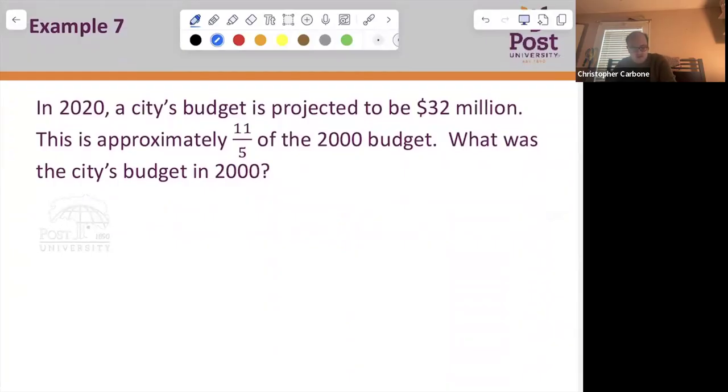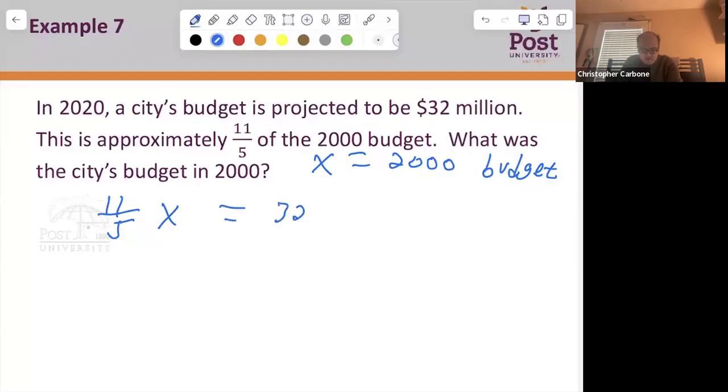For this example, in 2020, a city's budget is projected to be $32 million. This is approximately 11/5 of the 2000 budget. We want to know what the city's budget was in 2000. So X in our case would be this 2000 budget. And this should be 11/5 times X. It's supposed to be equal to this $32 million. So just 32 for this.